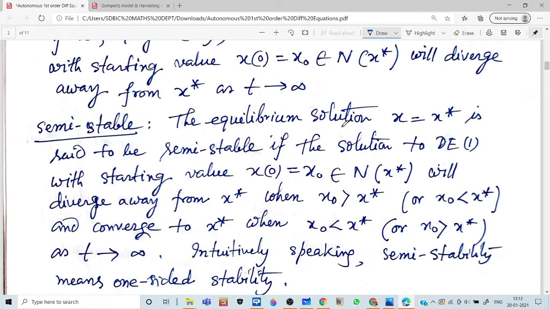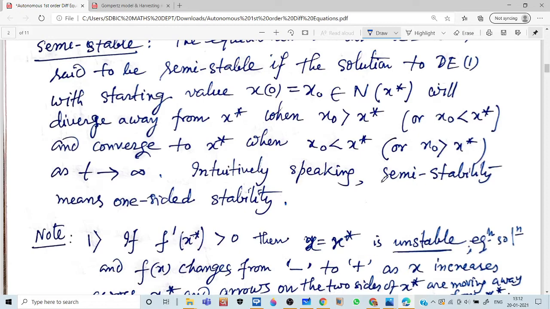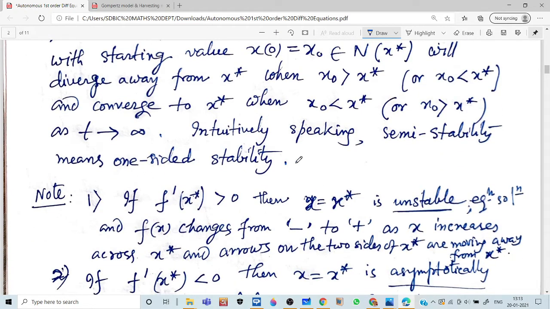Semi-stable: the equilibrium solution x is equal to x star is said to be semi-stable if the solution to the differential equation 1 with initial value x at t equal to 0 equal to x0 will diverge away from x star when x0 is greater than x star, and converge to x star when x0 is less than x star, or alternatively the reverse. Intuitively speaking, semi-stability means one-sided stability.